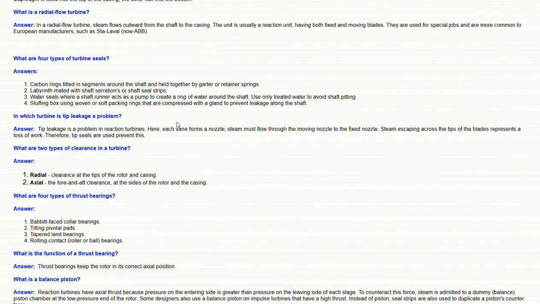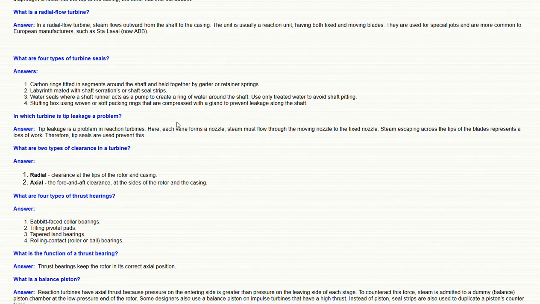There are two types of clearance in turbines: one is radial clearance and one is axial clearance. Radial clearance is between the rotor and the casing. We can say above the moving blades and the casing, we give a minor 3 to 4 mm clearance in steam turbines, while axial is the fore and aft clearance on the side of the rotor and the casing.